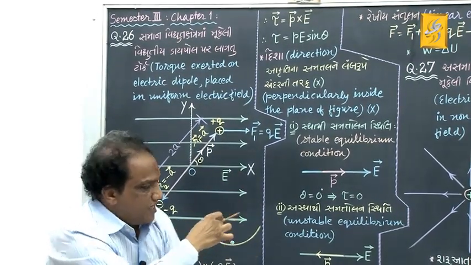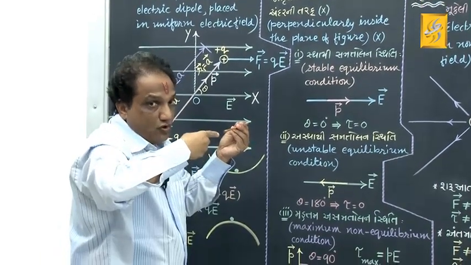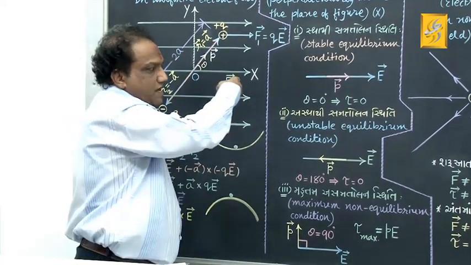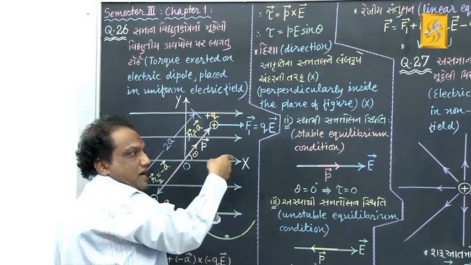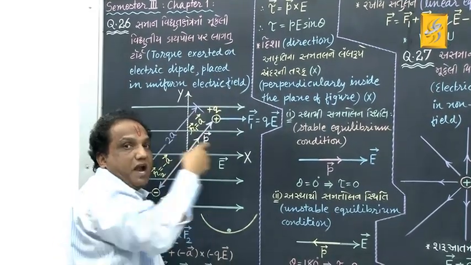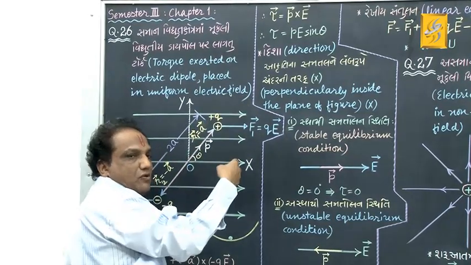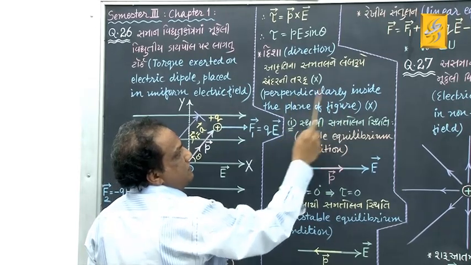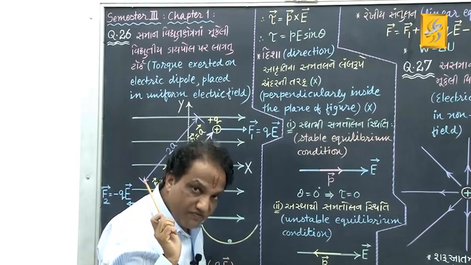Now, if this right-handed screw is rotated this way, then it will go inside. And if it goes inside, then the direction of vector tau, you can say, is going inside the plane of the figure perpendicularly, correct? That's what I am writing here: perpendicularly inside the plane of the figure.